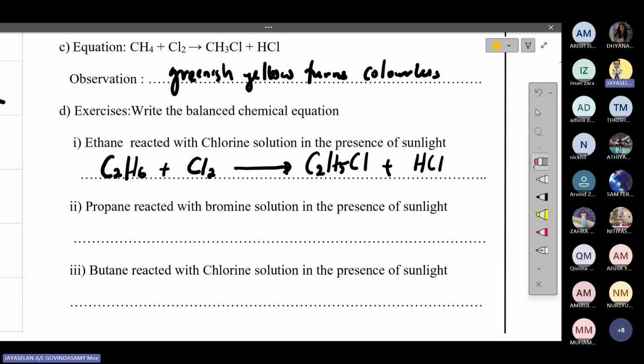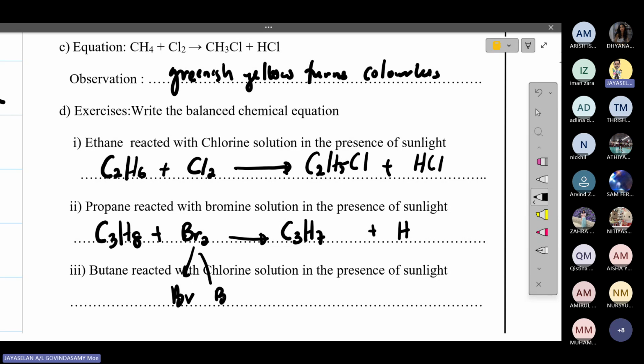Okay, I do now, you all check. C3H8 will be 6 plus 2, 8, plus bromine Br2, arrow. Okay, so you guys can do one more step, one more method. C3H7, you break, put one hydrogen atom here. Break one Br, another Br, take one Br, put here, another Br, you guys put here. Settle. Any question? No question?